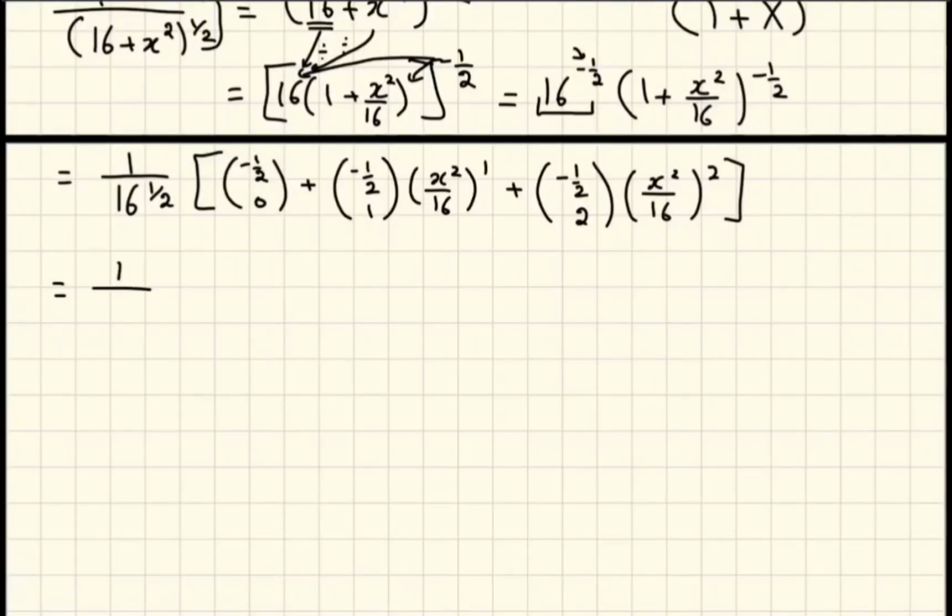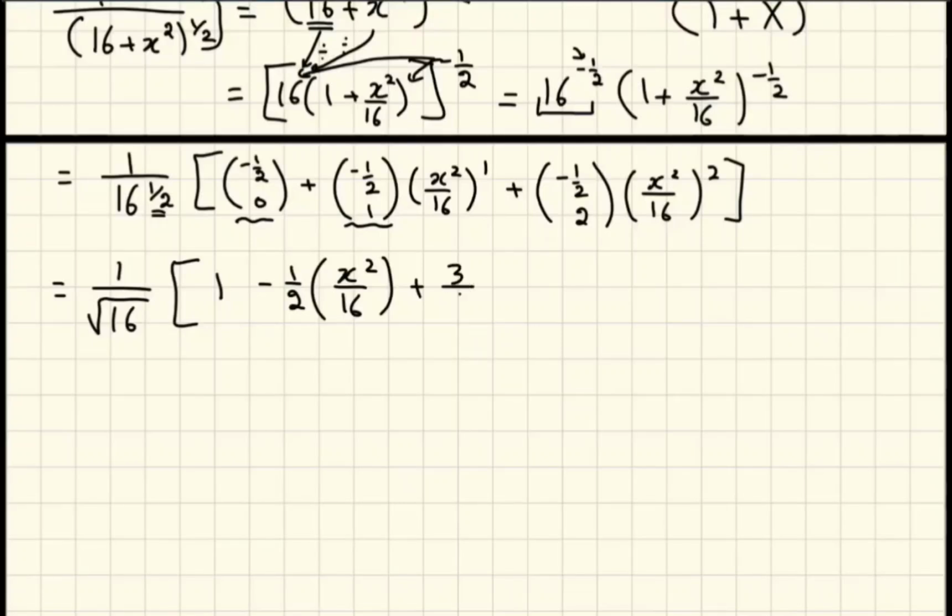Now 1 over, as I said, exponent half, it means square root, so we can write square root of 16, or directly on the calculator you can do 16 exponent half and you'll get 4. The first one is always equal to 1. This is equal to n, so minus half x squared over 16, no need to write the exponent 1 anymore, plus the minus half C2. If we do it on the side, it's going to be 3 over 8.